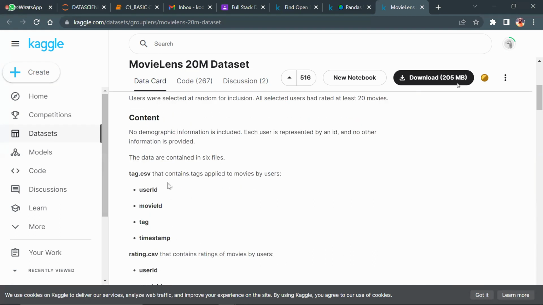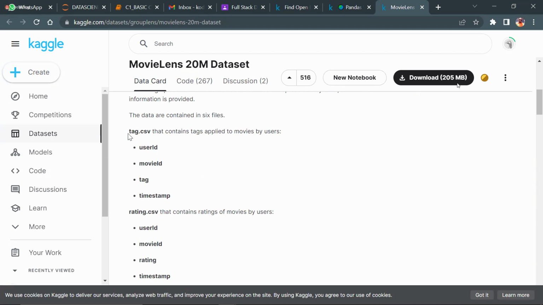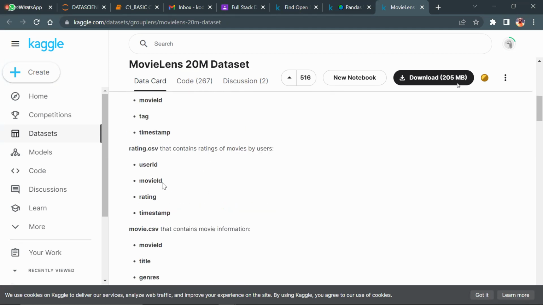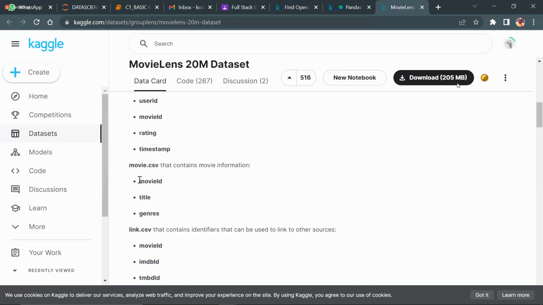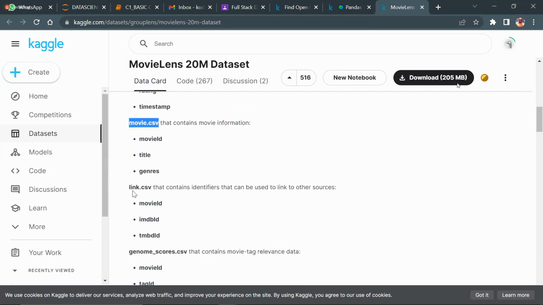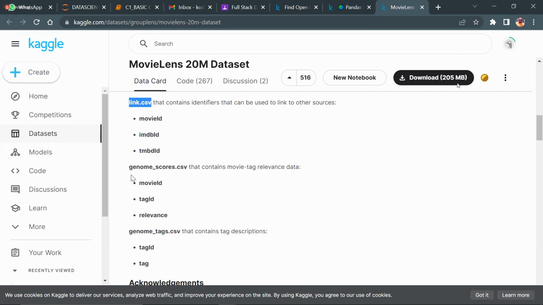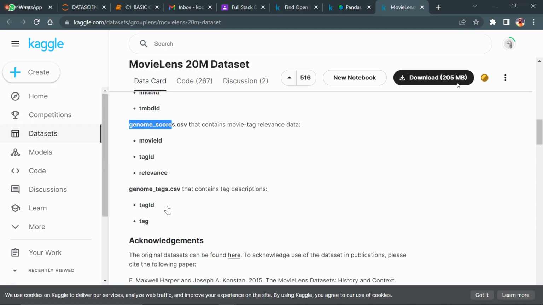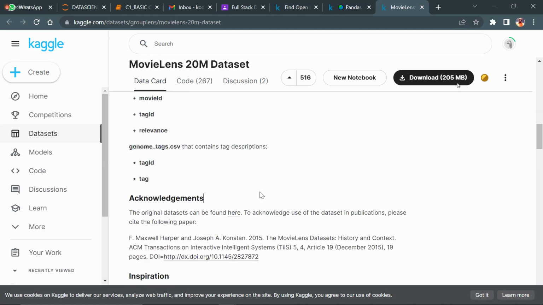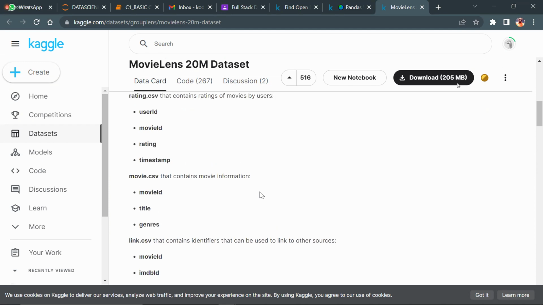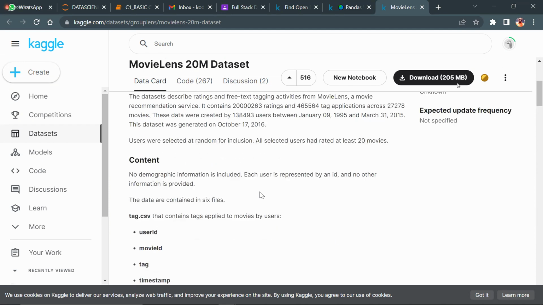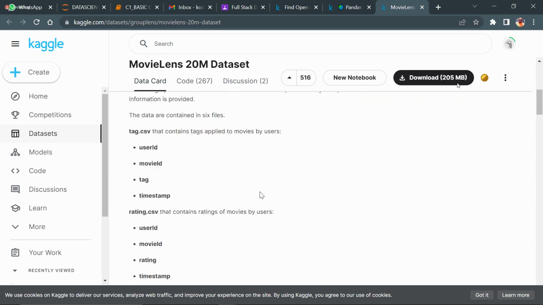Now let's go back. In this data, how many files do we have, guys? Tag.csv, ratings.csv, movie.csv, link.csv, genomescore.csv, genometag.csv. Do you understand? How many CSV files do we have, guys? 6 CSV files we have, isn't it?